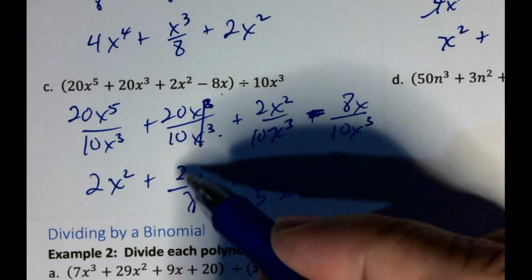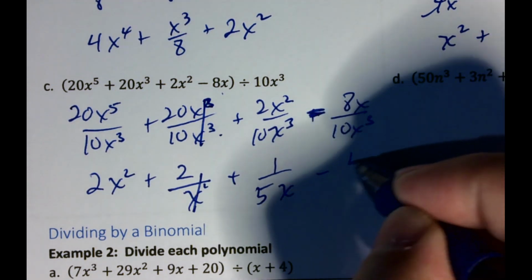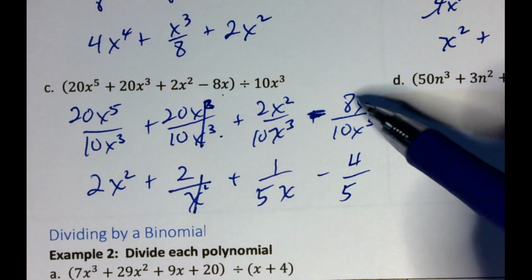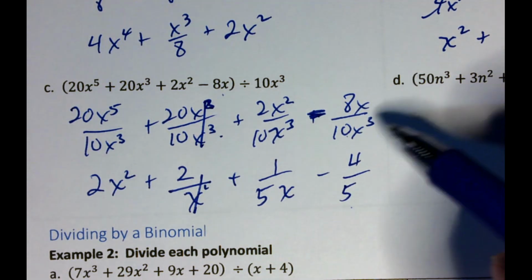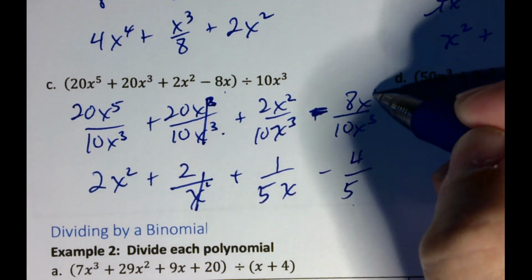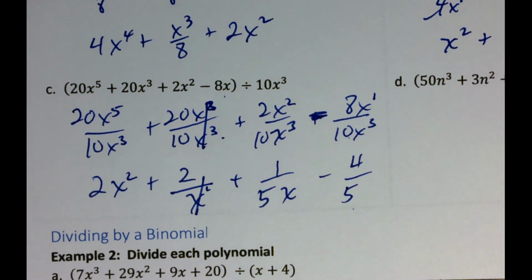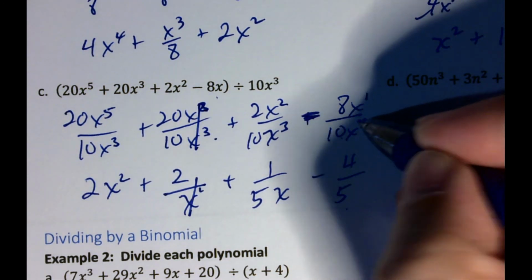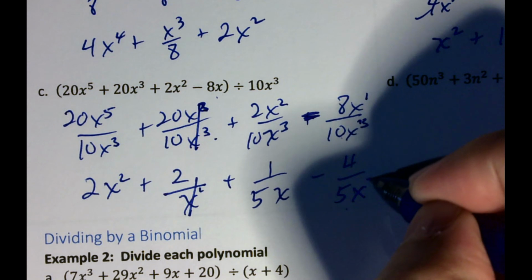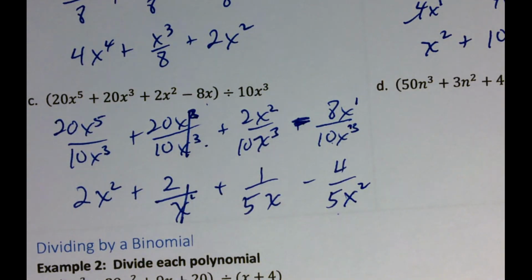This becomes 4/5, right? 8 divided by 2 is 4, and 10 divided by 2 is 5. Subtract the exponents. Remember, if you don't see an exponent, the exponent is 1, the invisible 1. So 3 minus 1 is 2, and you put the exponent where the bigger exponent was.